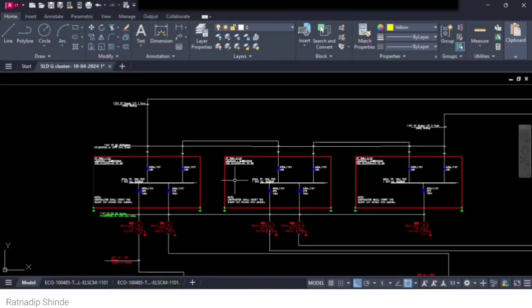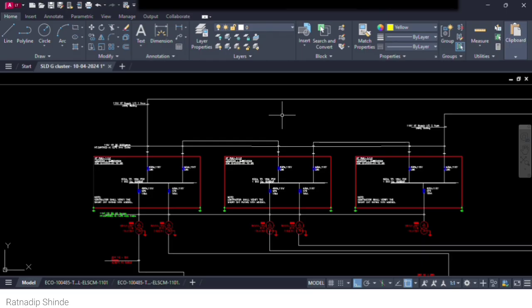About the SLD, single line diagram for the distribution of electrical power to a residential building. Okay, so for any residential building there will be an RMU, that is a ring main unit. And what is the function of, what is the RMU? Okay, so this is one of the typologies of the electrical distribution system.